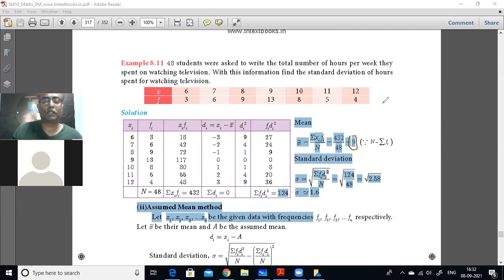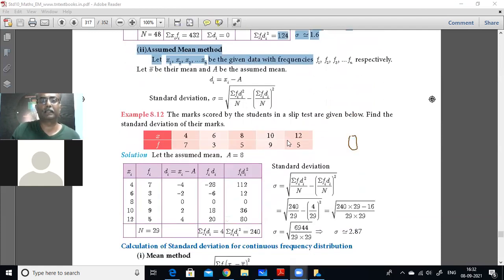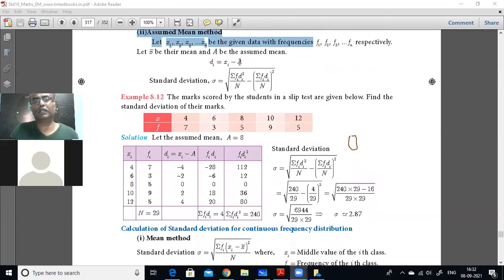Don't keep using 9.2, because the deviation for xi 6, 6 minus 9.2, will be minus 2.8. Your calculation will become highly problematic. That is why we have the other method called the assumed mean method, which simplifies the calculation. So what is the assumed mean method formula? The formula is slightly different: the square root of sigma fi di squared by n minus sigma fi di by n the whole squared.